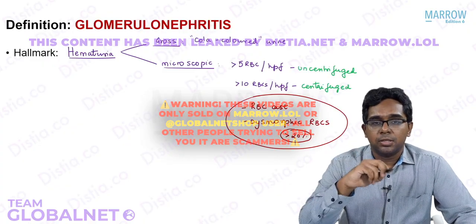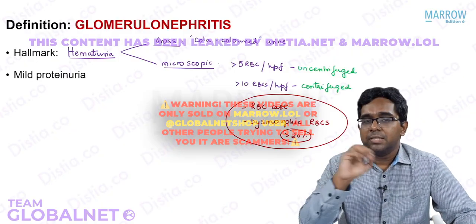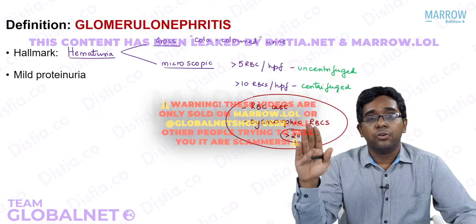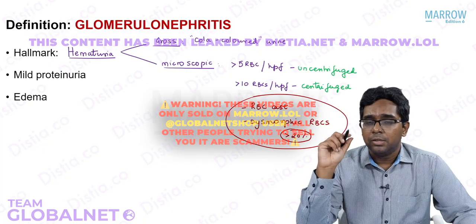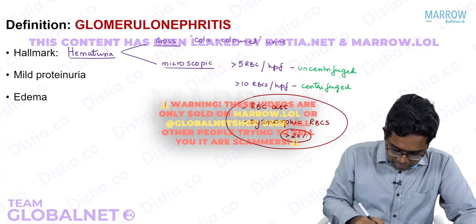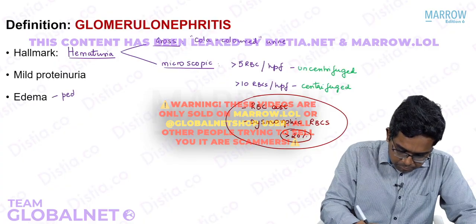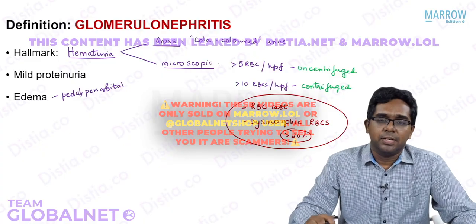In addition to hematuria, the other findings in glomerulonephritis include mild proteinuria. Why is this word important? Because massive proteinuria is associated with nephrotic syndrome. These patients can also have edema, and usually the edema is of a mild variety, which is localized to the pedal region as well as periorbital, that is, surrounding the eyes. That is where edema occurs in case of glomerulonephritis.